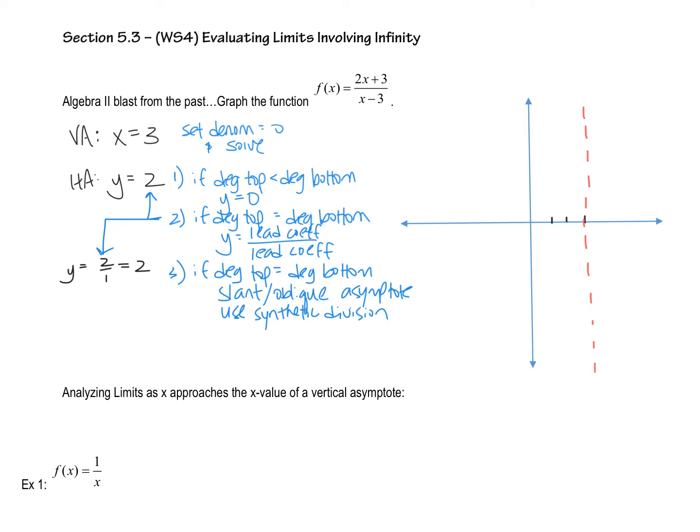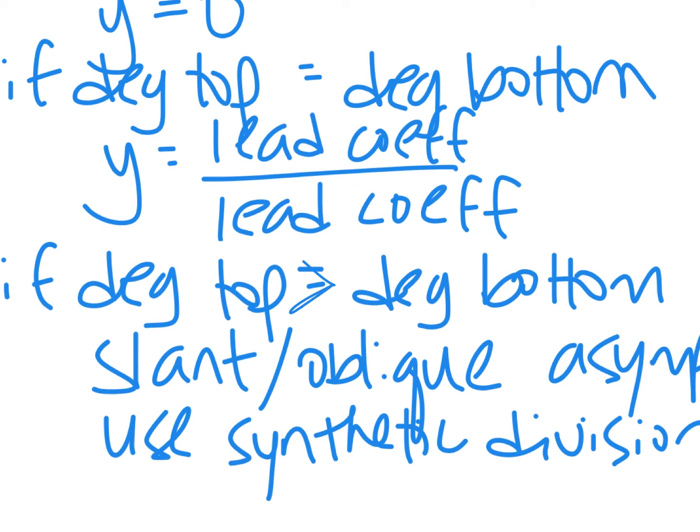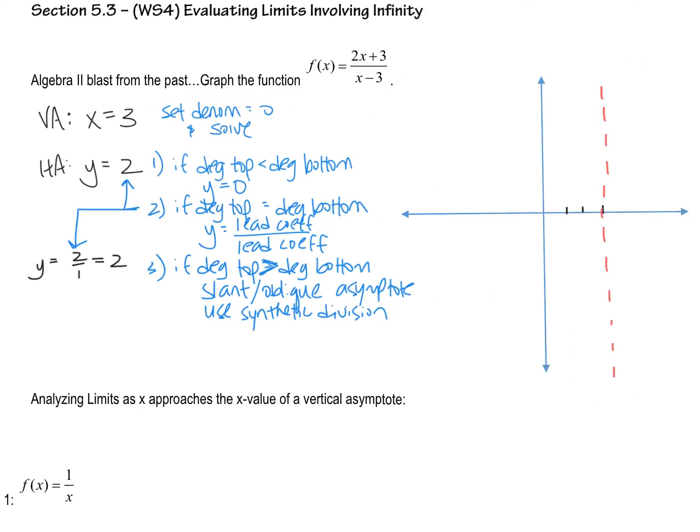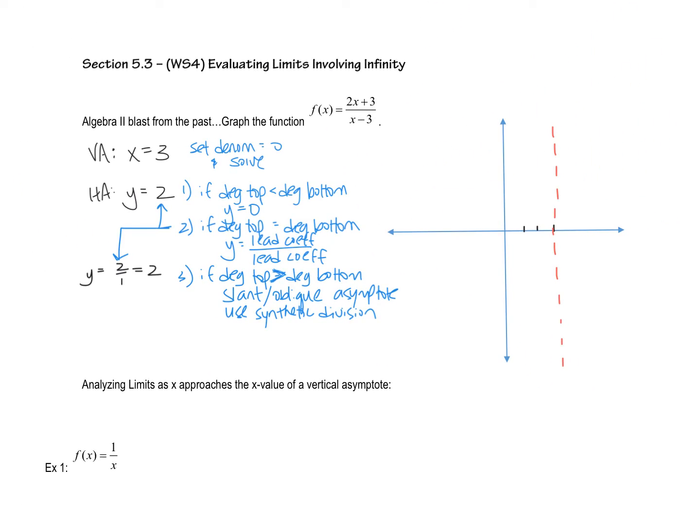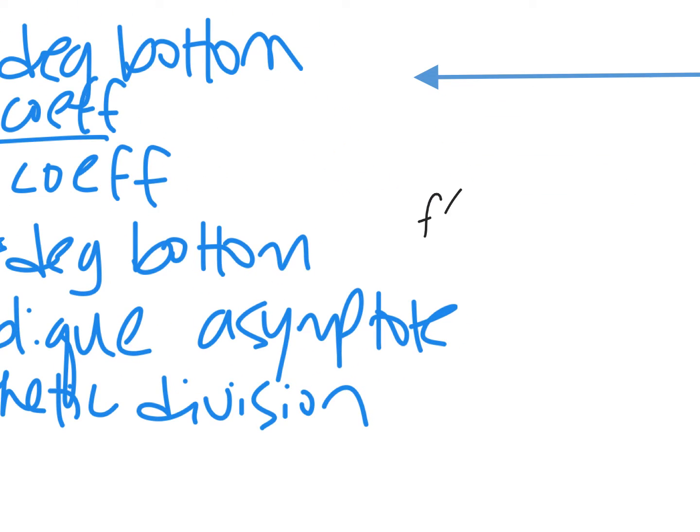And then the third case is, what if the degree of the top is greater than the degree of the bottom? Sorry, degree of the top greater than degree of the bottom. For example, what if my function looked like this, x squared plus 3x minus 4 over x minus 1, something like that. The degree of the numerator is 2 because the highest exponent on x is a 2 here, and the degree of the denominator here is 1, so the top is bigger than the bottom.